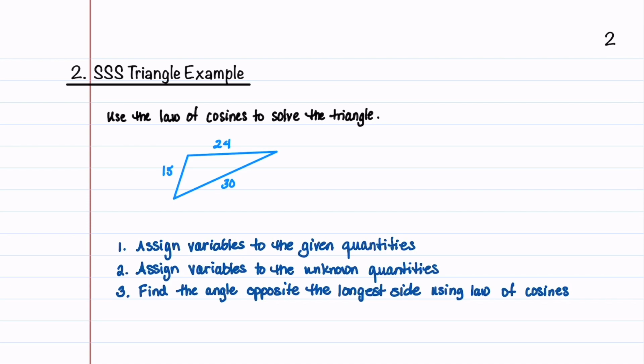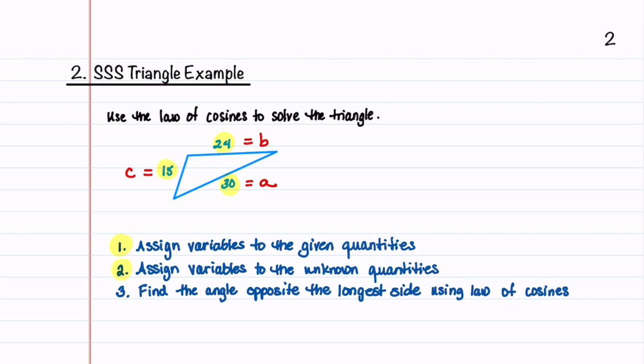Let's now walk through our second example, which is a side-side-side triangle. Our triangle has lengths given for all three sides. We'll begin by assigning variables to the given quantities. We're going to let A be the longest side, which is 30, so that A is greater than B, and we avoid the ambiguous case when we use the law of sines. We'll let B be equal to 24, and we'll let C be equal to 15.